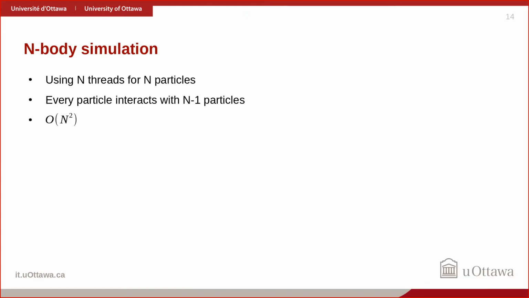So we're going to do an n-body simulation, and we're going to use n threads for n particles. I forget how many particles I used for this. That was probably like 1,000 or something. Anyway, each particle has to interact with every other particle. So for every particle, I have to look at n minus 1 particles and calculate the force between them, and do that for every particle. So it's n times n minus 1. So this is an n squared algorithm.